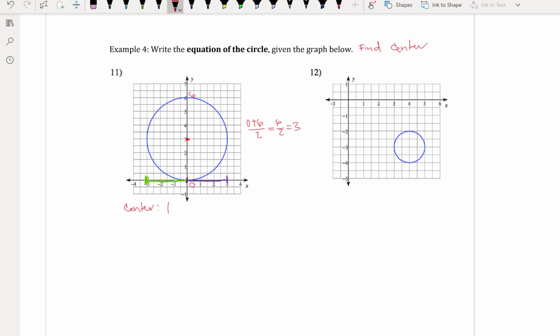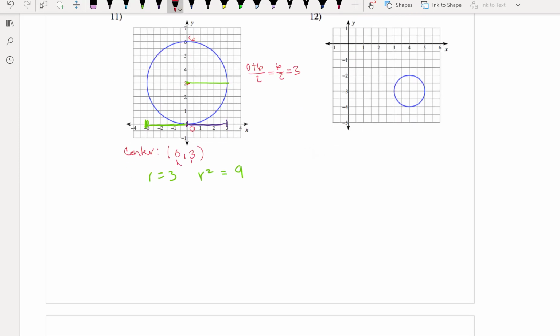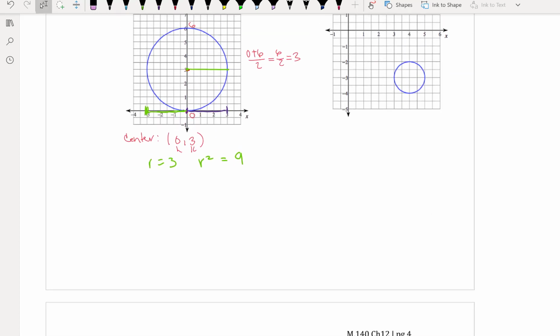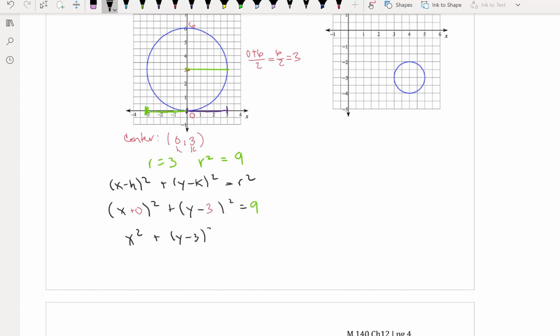So my center is going to be (0, 3). And my radius, well, I know my radius goes out from the center to the edge 3. So my radius squared, 3 times 3, is 9. So I have my h value and my k value. When I rewrite it, remember I have x minus h squared plus y minus k squared is equal to my radius squared. So I get to plug in my values. My h value is 0, my k value is 3, and my r squared value is 9. So really, I'm going to have x squared plus (y minus 3) squared is equal to 9.